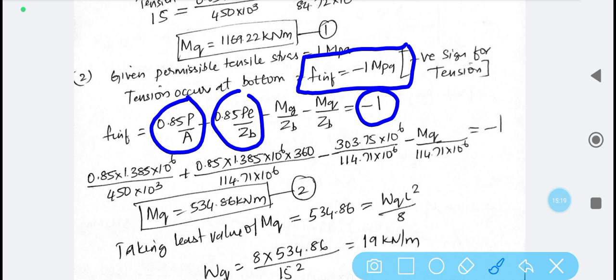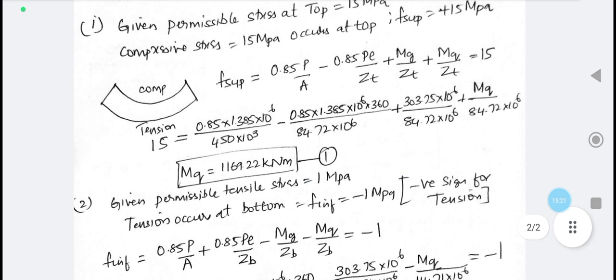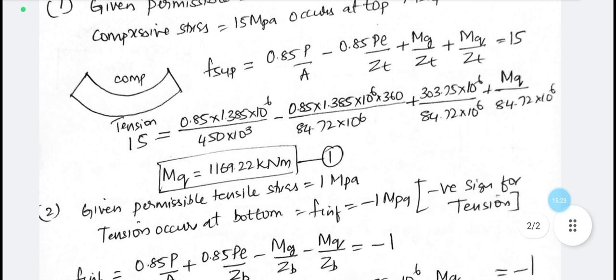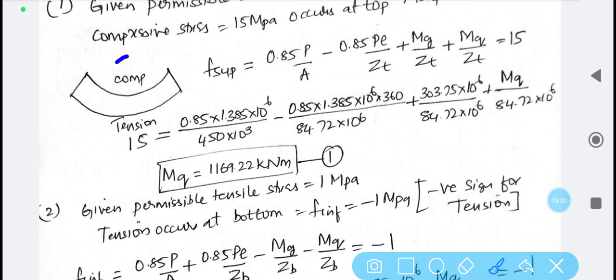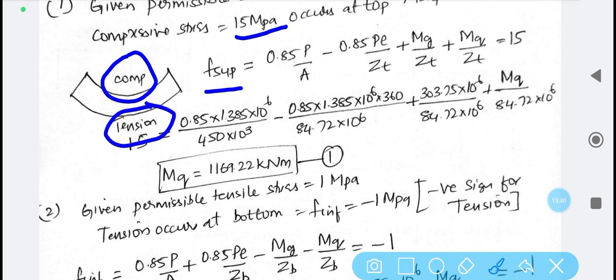As we have seen in the sketch here, compression is expected at the top, therefore the F superior expression is considered here. Since compression is expected at the topmost fiber, F superior is equated to 15 MPa, whereas tension is expected at the bottom fiber, so tension is made equivalent to F inferior, and that is why F inferior is made equal to -1 MPa.